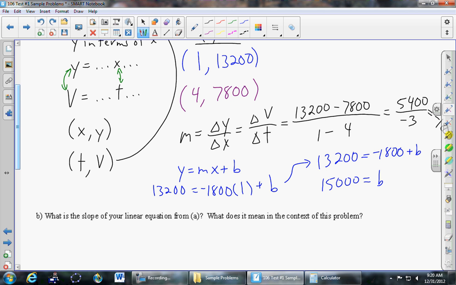So that means that the final equation we have, y equals mx plus b, this one here. Instead of m, we figured out it was negative 1,800. x is now just x plus b. b is 15,000.